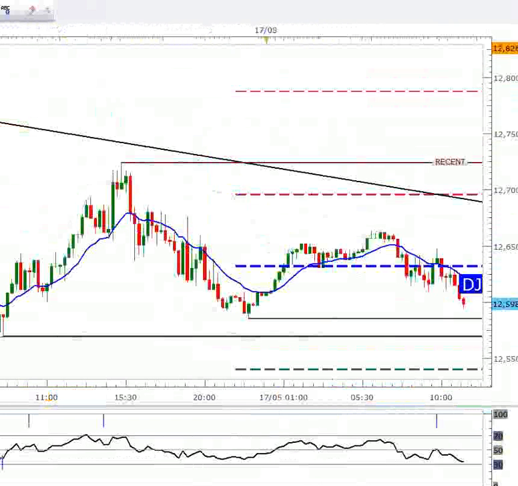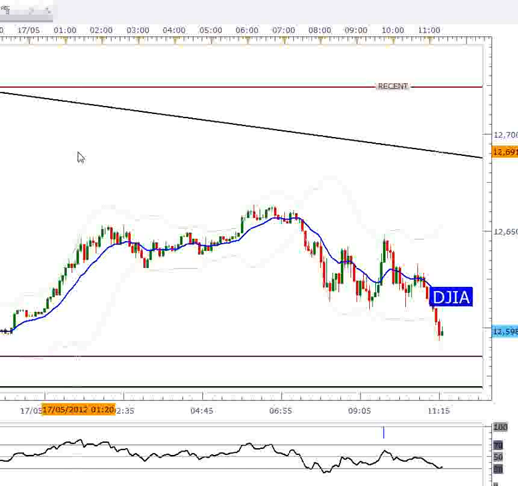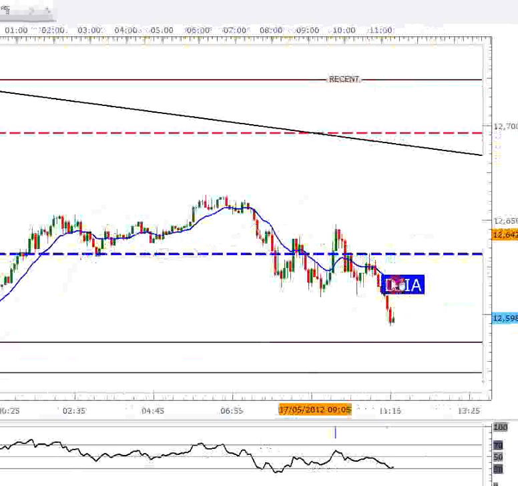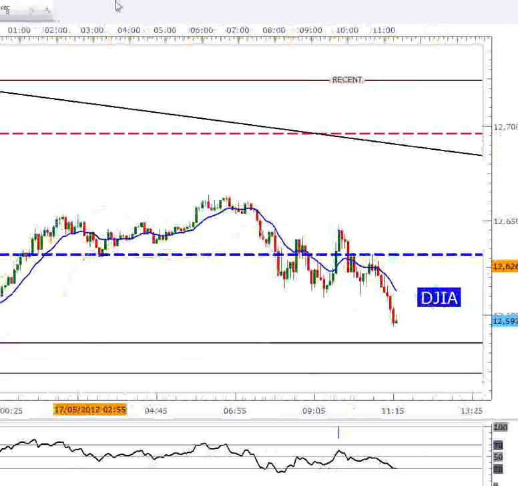This is the Dow futures. We'll just switch to the 5-minute chart. We're in the 30-minute chart. You can see it's a downtrend this morning. But of course the Dow is just grinding downhill with the S&P.